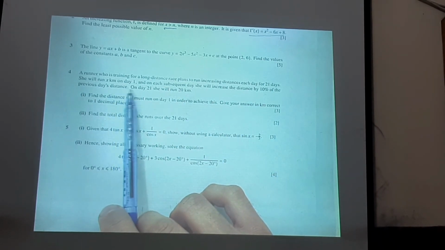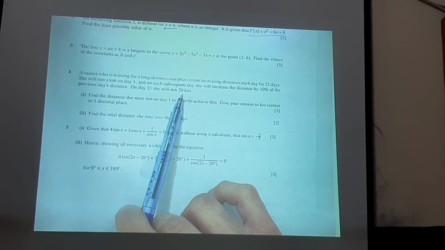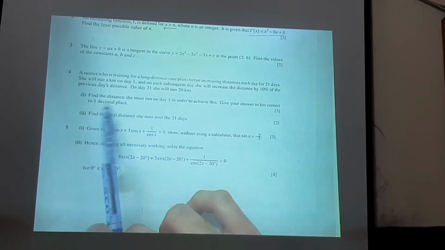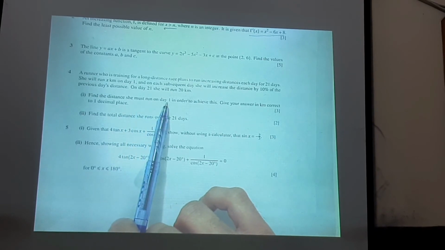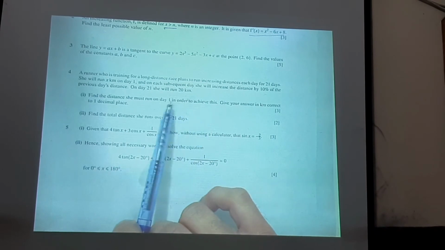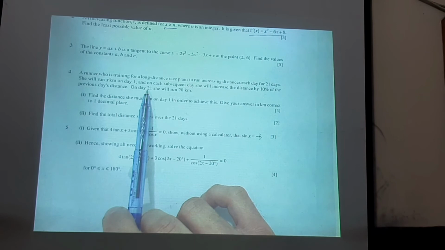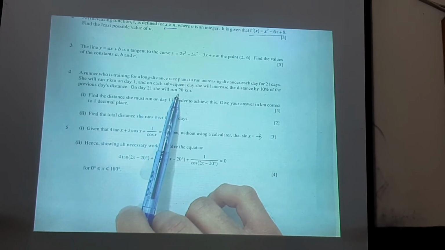So this is geometric progression, and on day 21 she will run 20 kilometers. Find the distance she must run on day 1 in order to achieve this. The distance of day 1 will be increased by 10% to obtain the distance of day 2, and the day 2 distance will be increased by 10% to obtain the distance for day 3, and in the same way you can obtain the distance for the 21st day, which will be 20 kilometers.